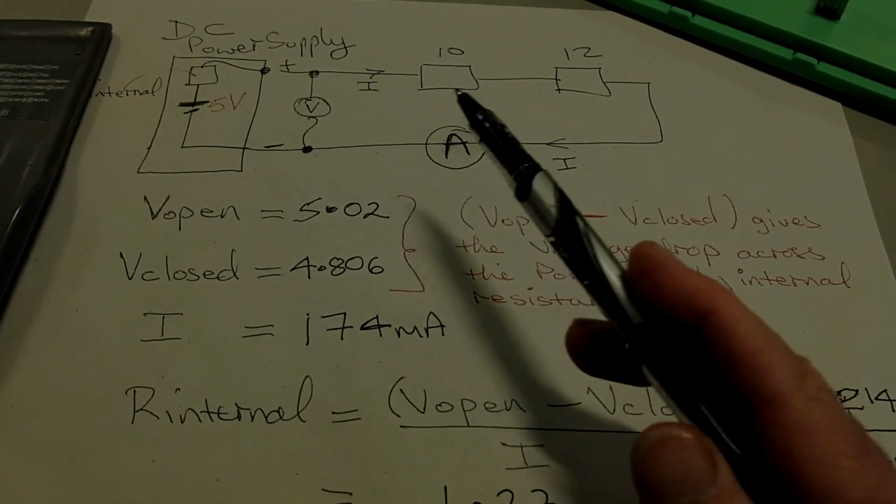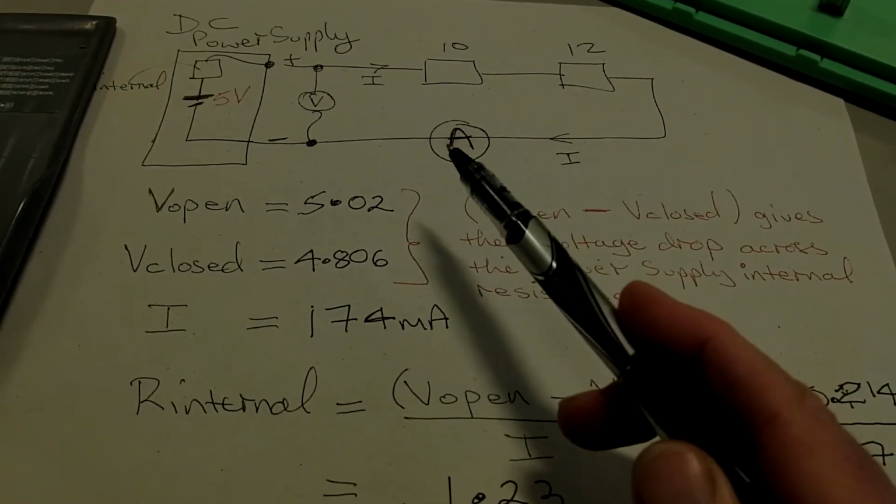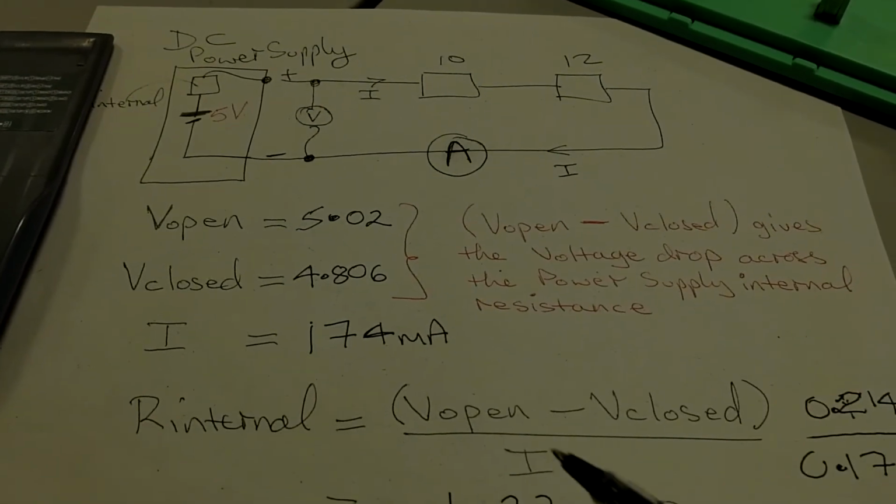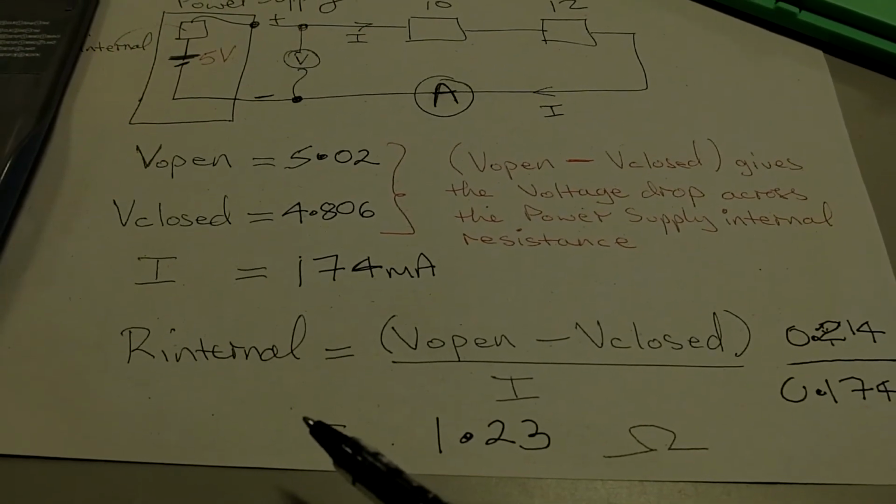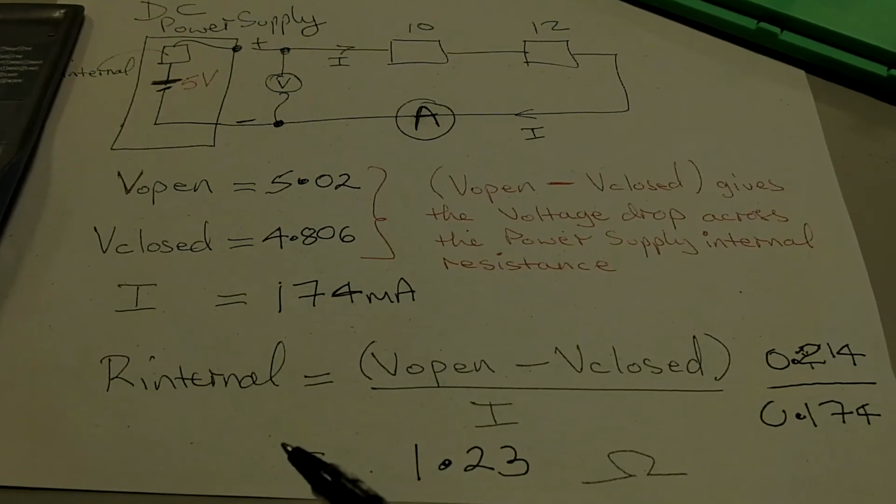So what we've done here in summary is we've got a DC power supply, a voltmeter across the supply, and 10 ohm, 20 ohm resistors in series. We're measuring the circuit current. So by experiment we're working out what the internal resistance of our DC power supply is.